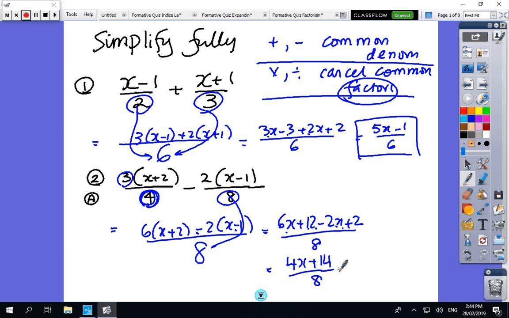Now that answer is not too bad, but because 2 goes into all those numbers, take 2 out: 2 bracket 2x plus 7 over 8, and then 2 into 8 goes 4. So the answer is 2x plus 7 over 4. Okay, if you left it like that, it's not too bad, but you just have to try to cancel down one more step. Come across.